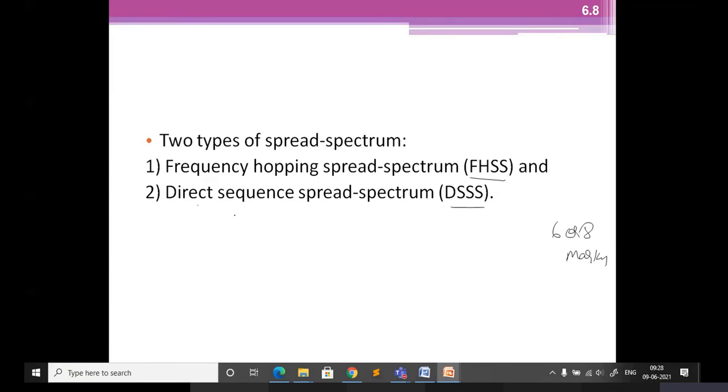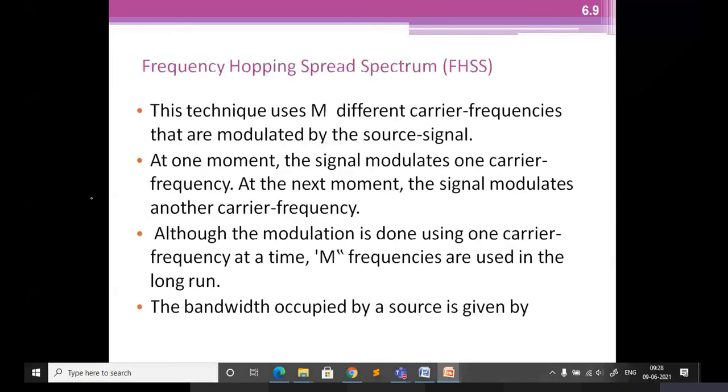Okay, so let's start with the first method. This technique uses m different carrier frequencies. By this time, everybody should know what a carrier frequency is. In the last chapter, I used this repeatedly. With the help of a carrier frequency, whatever input signal you want to send is carried and delivered to the destination, and it is demodulated at the receiver side. Demodulation means removing the carrier frequency. If you don't know what a carrier frequency is, go back to the previous chapter and check it.